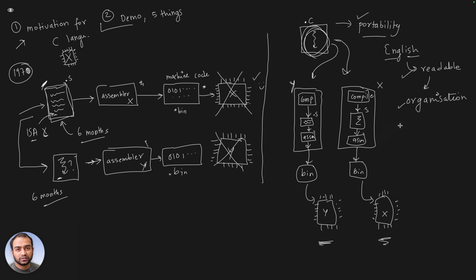So hopefully this convinces you as to why C as a language got adopted, or why people even thought about it. What problems did it solve? Hopefully you're convinced about that. So that was pretty much the first part.